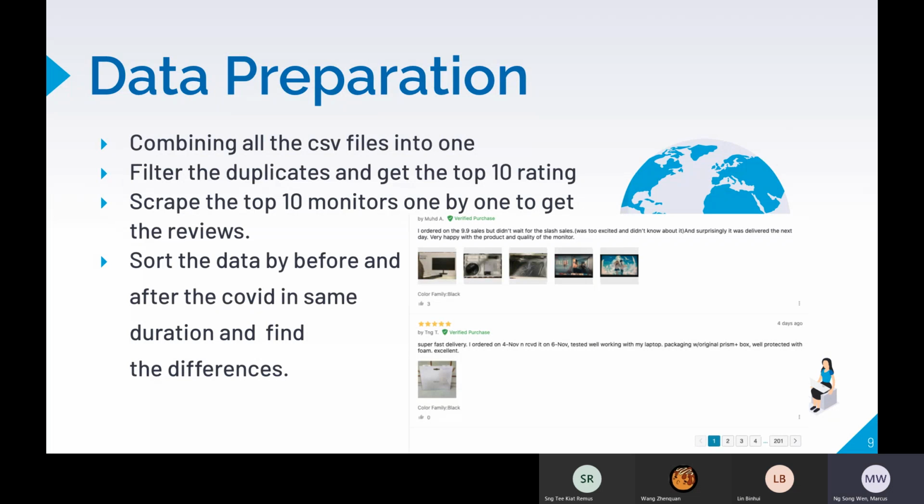Okay, so for data preparation, we have all the data in CSV format, and we have combined all the data in a single sheet, removing the duplicated data and sorting it in descending order to get the top 10 top-selling monitors. As you can see from this image, there are more than 200 review pages for some of the best-selling monitors.